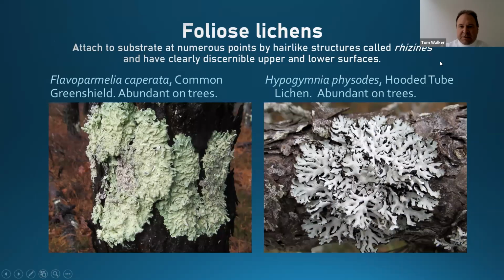Foliose lichens attach to the substrate at numerous points by hair-like structures called rhizines. They have clearly discernible upper and lower surfaces. On the left here, this is probably the most abundant lichen in Massachusetts, the common green shield, and Hypogymnia physodes over here on the right. Hypogymnias have little inflated lobes, whereas most foliose lichens are very, very flat. These have lobes that are slightly inflated.